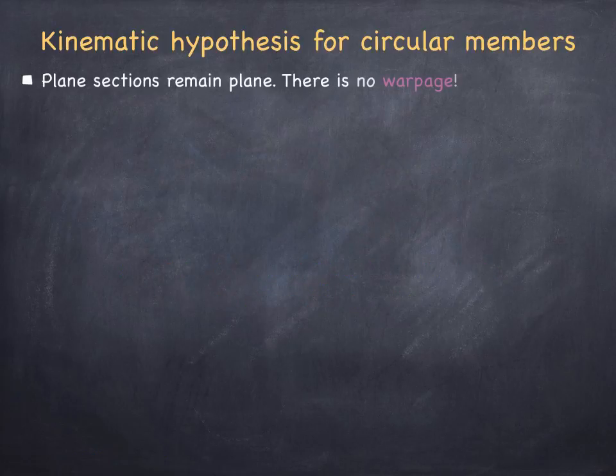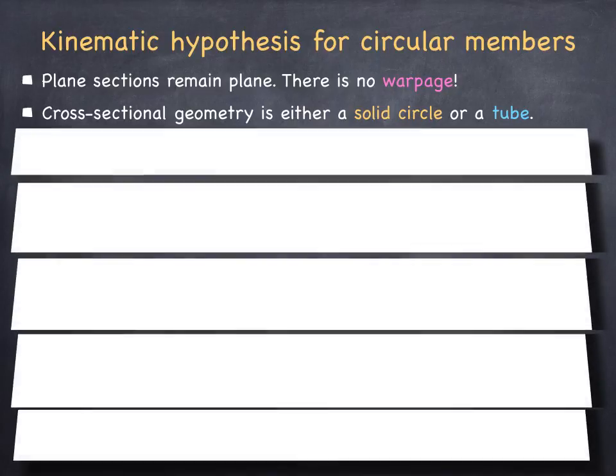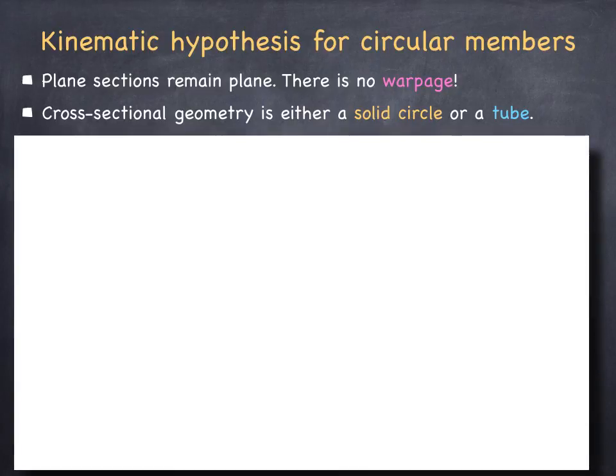So let us begin by reviewing the kinematic hypothesis for circular members. In the circular members, we remember that the plane sections remained plane. This was the Coulomb hypothesis, which was equivalent to the Bernoulli-Euler hypothesis for transverse bending. The cross-section remained planar, and there was no warpage. For this hypothesis to be valid, we stress the fact that the cross-sectional geometry was either a solid circle or a tube. Let's recap that discussion here.